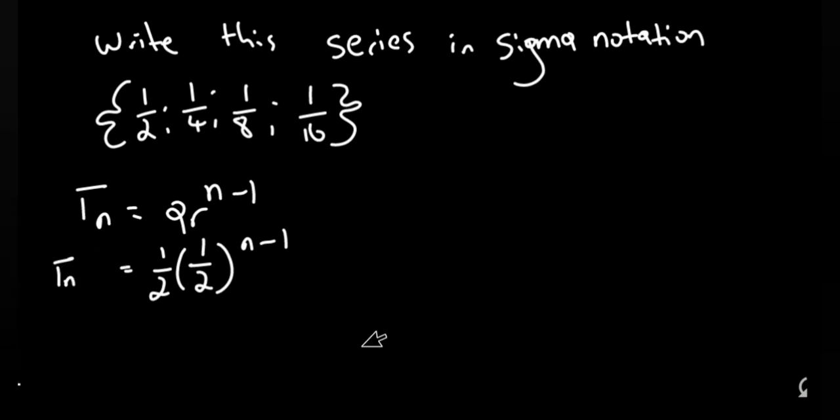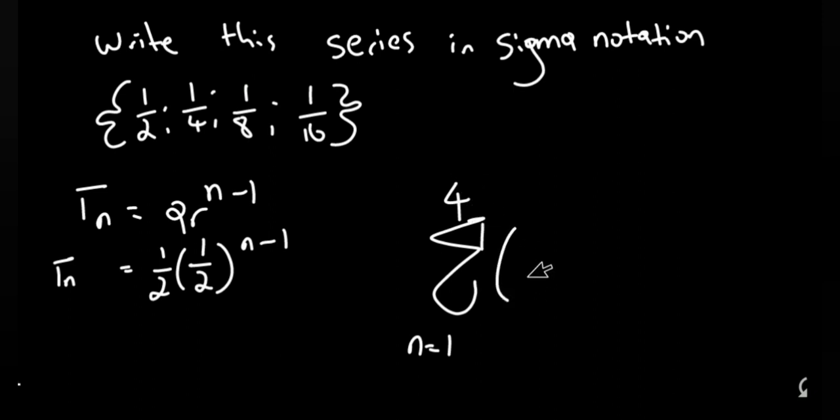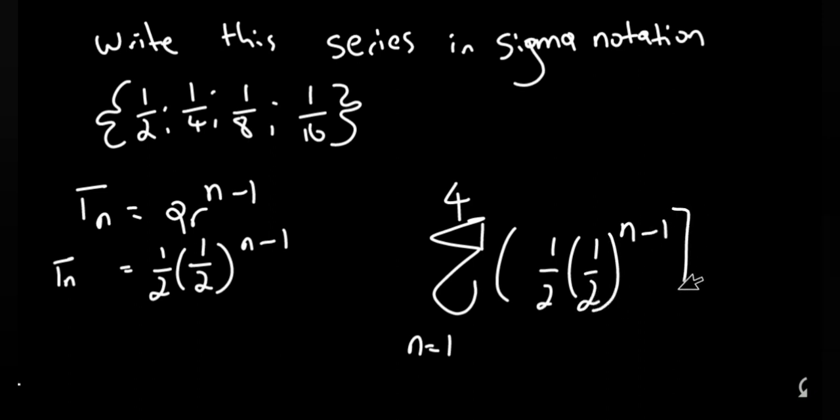Now to write this in sigma notation, you simply write sigma, and our series starts from n equals 1. We need to count how many terms we are adding in this series. It's 1, 2, 3, 4. We are adding 4 terms, so you put 4 here, and then you write half times half all to the power of n minus 1. That's how you write the series in sigma notation.